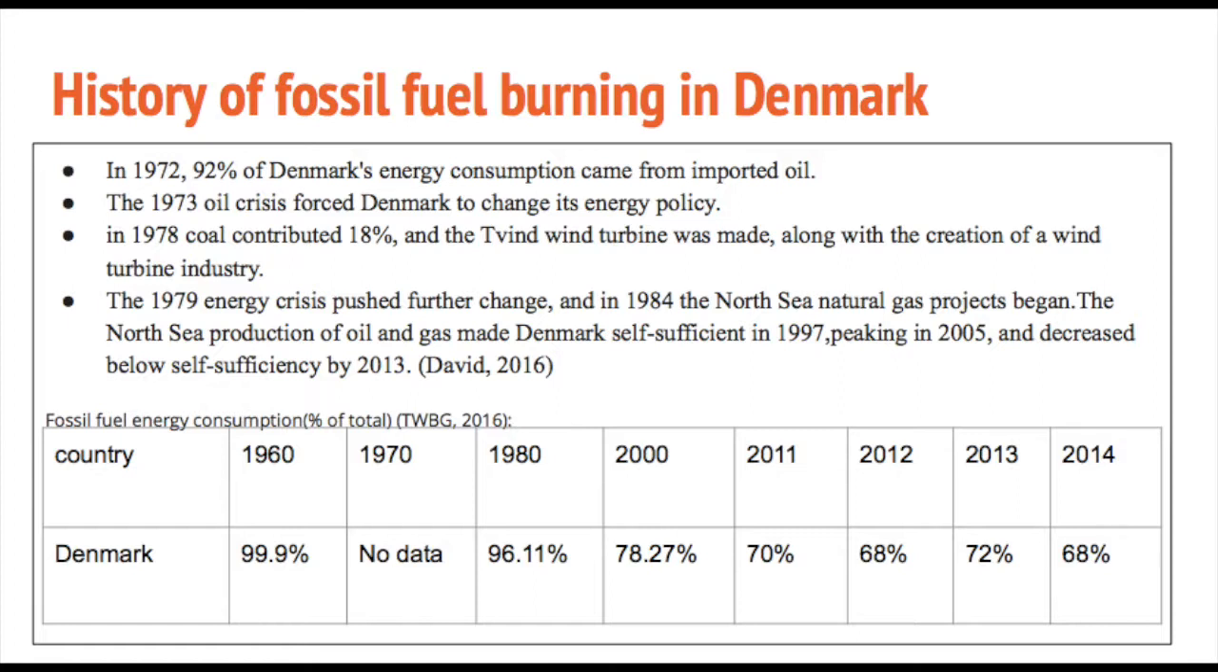The 1979 energy crisis pushed further change, and in 1984 the North Sea natural gas project began. The North Sea production of oil and gas made Denmark self-sufficient in 1997, peaking in 2005 and decreasing below self-sufficiency by 2017. The table shows fossil fuel energy consumption from 1960 to 2014. The data has been decreasing.